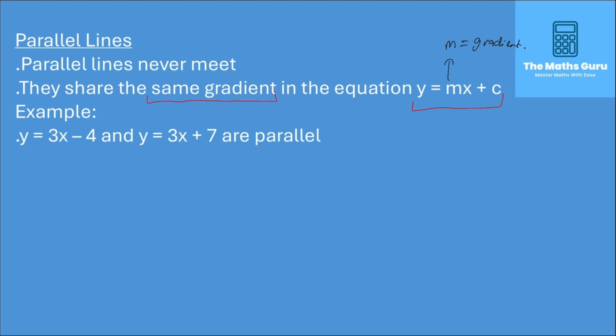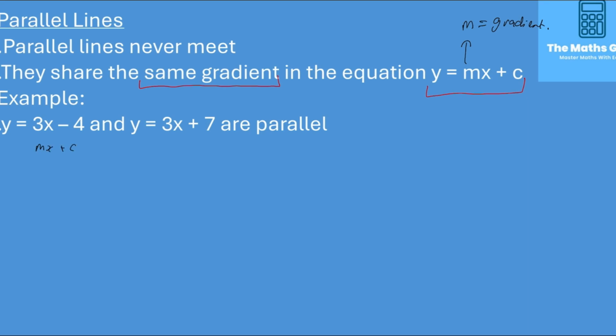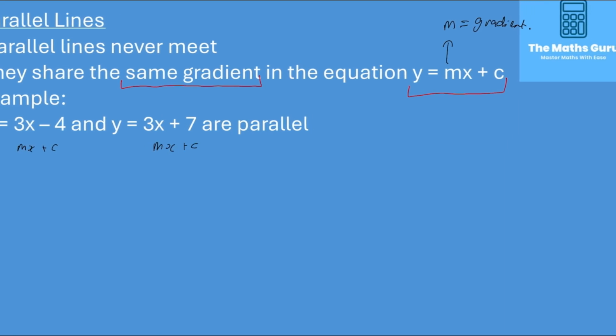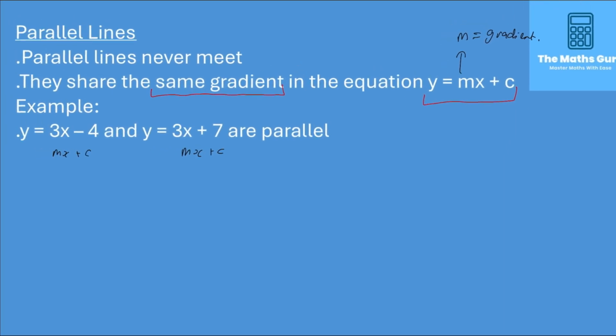As you can see in my example that I've given you guys, y equals 3x minus 4 and y equals 3x plus 7. So we can see our mx plus c here and our mx plus c here. We can clearly see that our two m's are equal. Therefore, our lines are parallel and never ever touch.